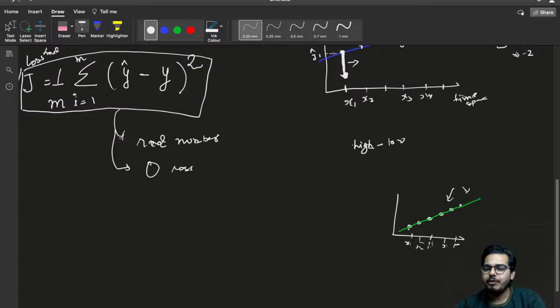But for example, if your data is like this, and you have a line something like this, definitely this will not have a loss value of 0. This will have a very high loss value. You will add this part, this part, this part, this part. So these are the loss values for each individual element, or you can say each individual data point.